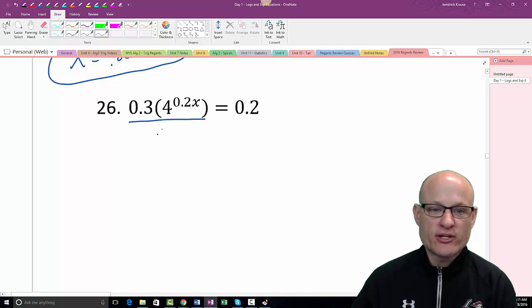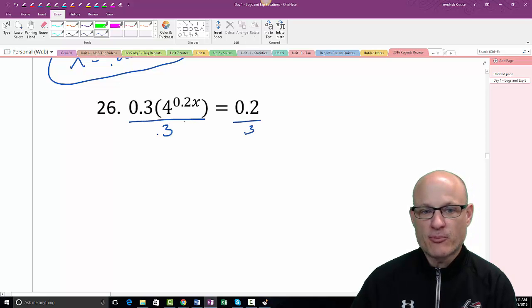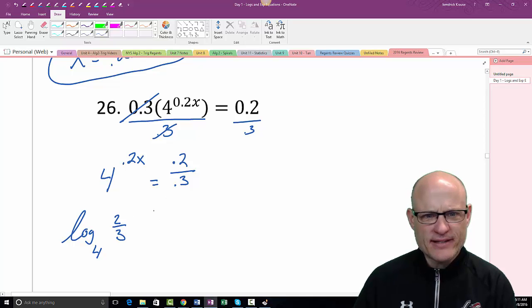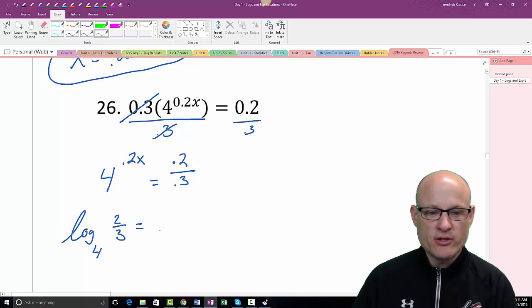So first thing we're going to do is get the weird thing alone. I'll divide by 0.3, divide by 0.3. Gone. I get 4 to the 0.2x equals 0.2 over 0.3. Now, that's really just 2/3. But you may not like that. So it's log base 4 of 2/3. If you don't like the fact that it's 0.2 and 0.3, put 0.2 and 0.3, but it's really just 2/3, is equal to 0.2x. Divide by 0.2. Divide by 0.2.